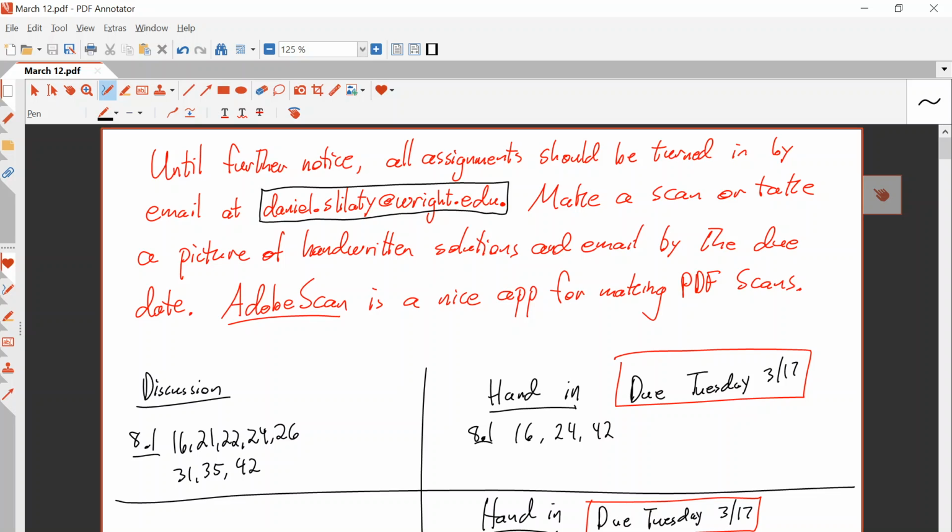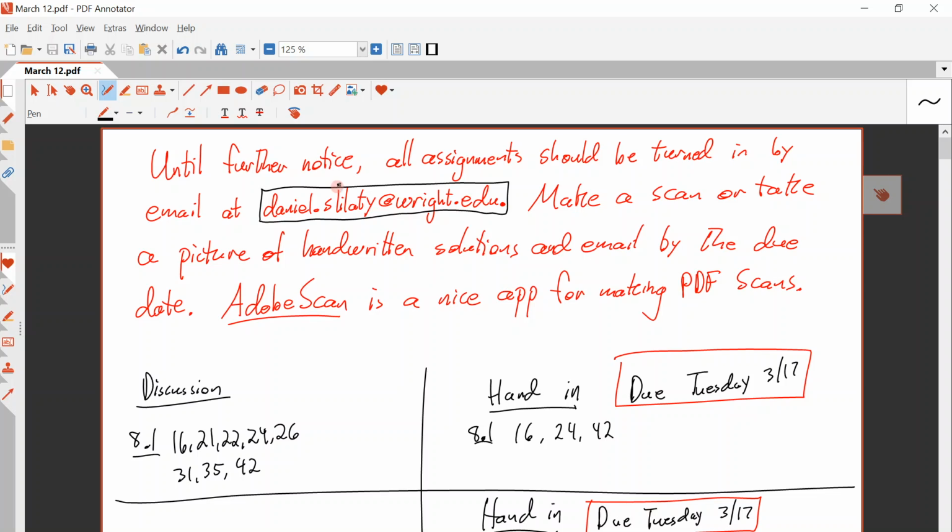This is some discussion for Thursday, March 12th. Classes do not resume until next week, so we don't have an official class until the 17th of March, but this is just a discussion to get us going. Okay, so just some bookkeeping issues first.